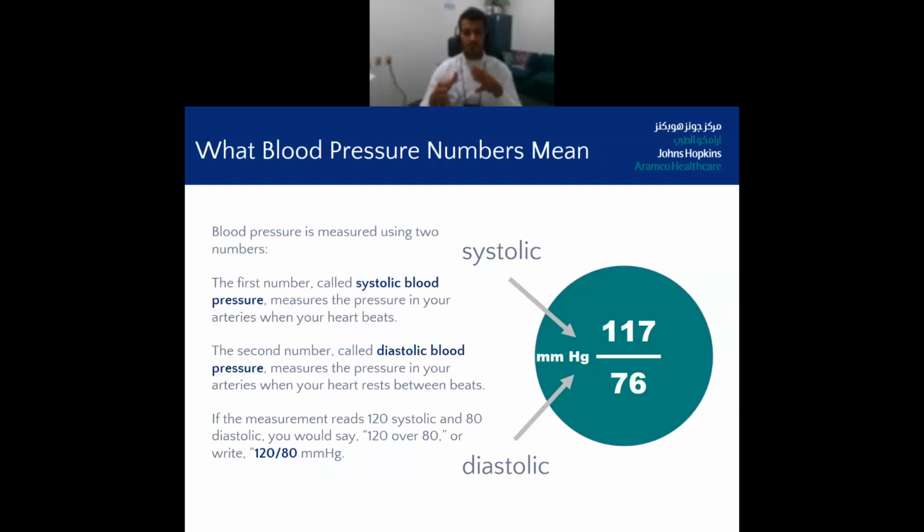If the measurement reads 120 systolic and 80 diastolic, you would say 120 over 80, or you write 120 slash 80 millimeters of mercury. That's the reading of blood pressure. Systolic goes above, and the lower number is called diastolic.